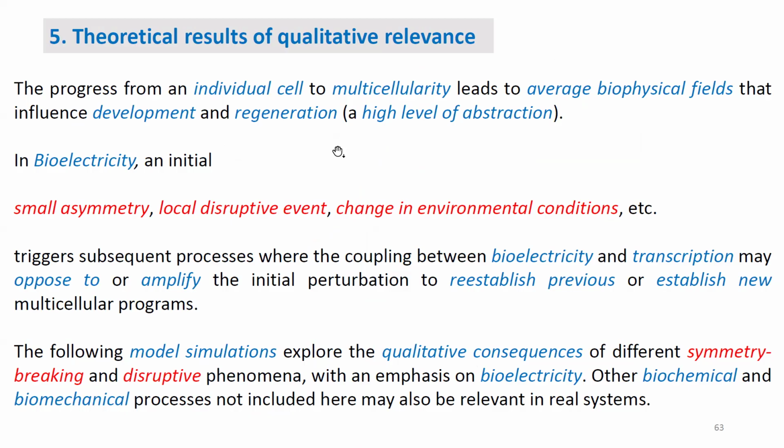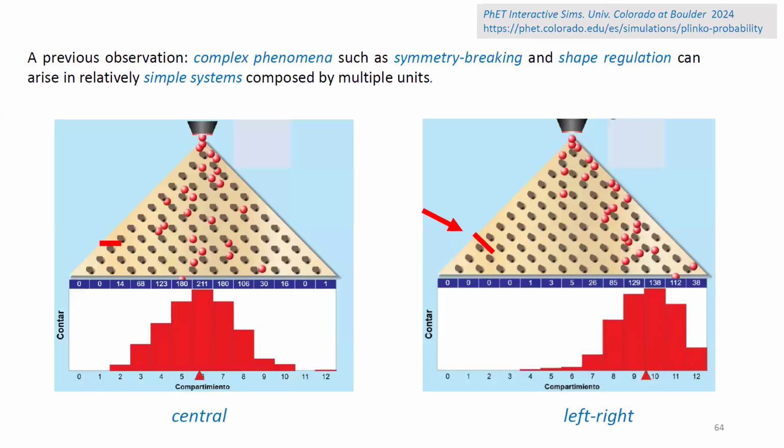In other words, we think as physicists that the progress from the individual cell to multicellularity immediately leads to average biophysical fields which can be exploited in external actions, in development and regeneration, because they allow a high level of abstraction where the number of parameters, the degrees of freedom, immediately decreases dramatically, and only a relatively small number of parameters characterizing these average biophysical fields need ideally to be considered. So let's go to some examples.